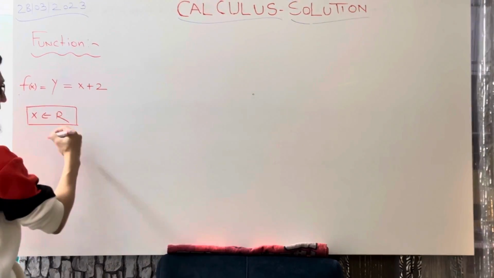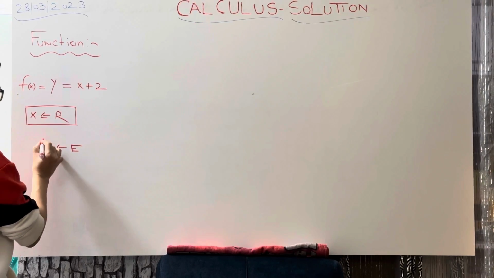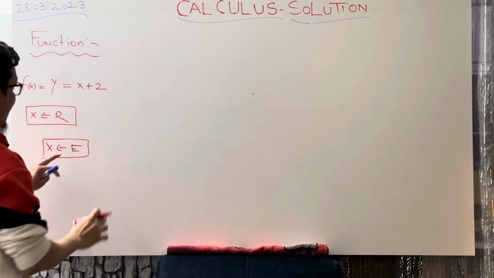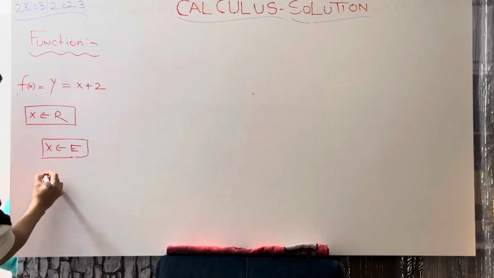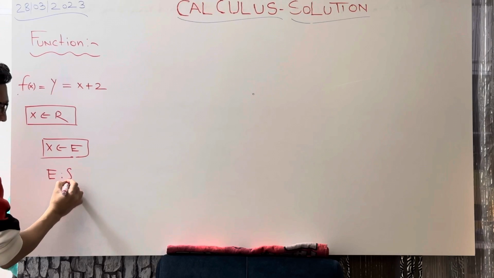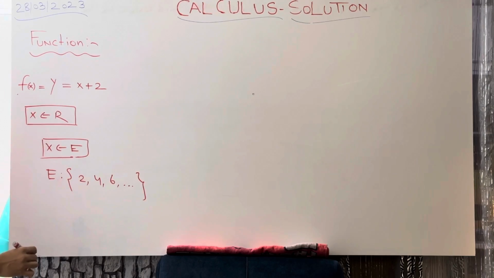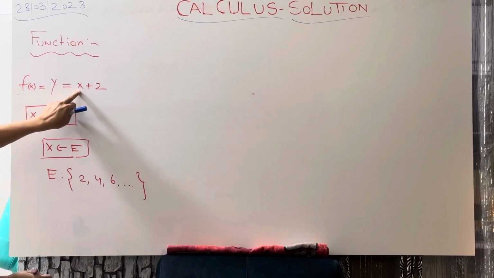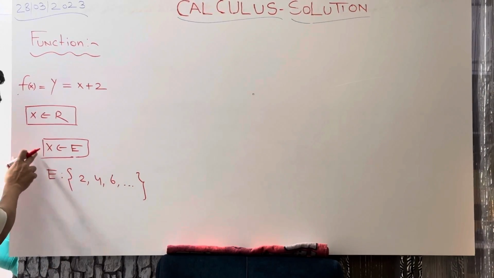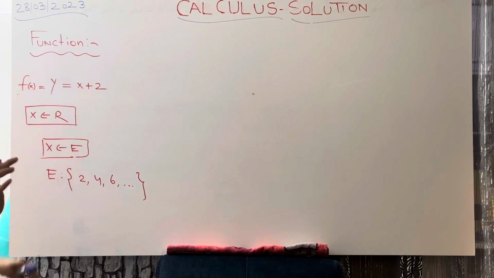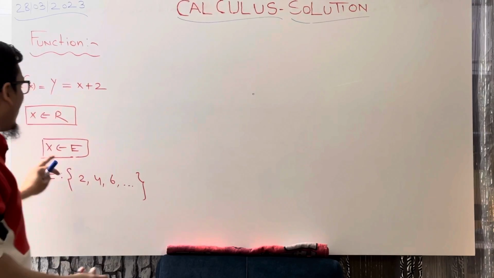I can give you an example. If I say x belongs to E, it means this x is an even number. What are the even numbers? You can say even numbers are 2, 4, 6 and so on, right? For example, I want to take the value of x equal to 3. Can I take it? I cannot. Why? Because here I mentioned x belongs to E, and E is the set of even numbers, but 3 is not an even number. So there is a problem here.